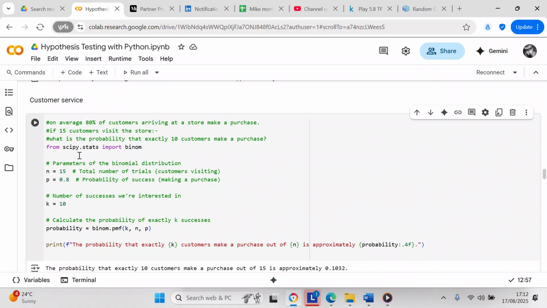And then we're going to print that the probability that exactly 10 customers make a purchase out of 15 is approximately 10.32%.